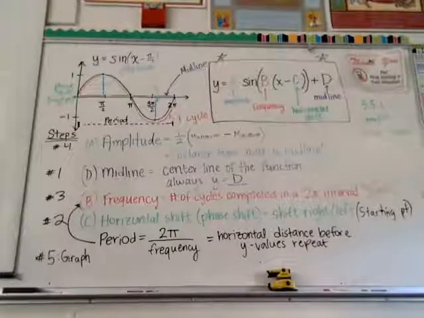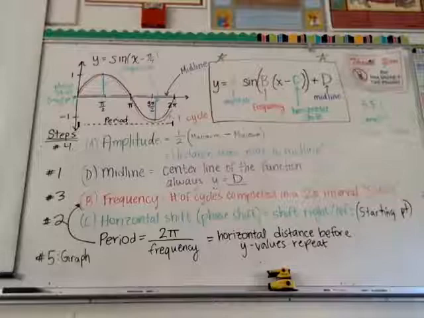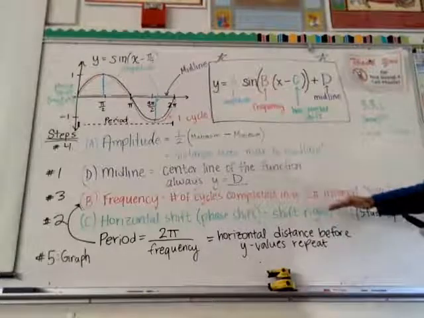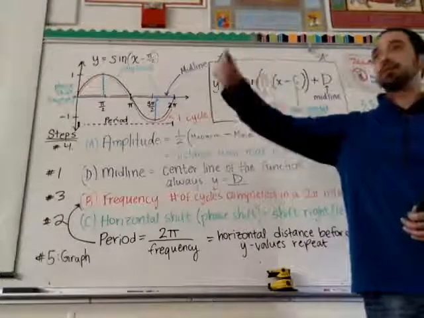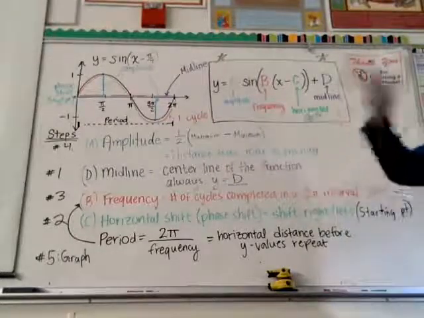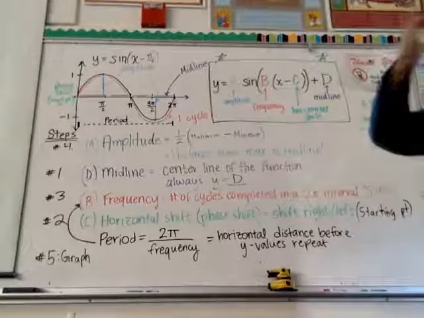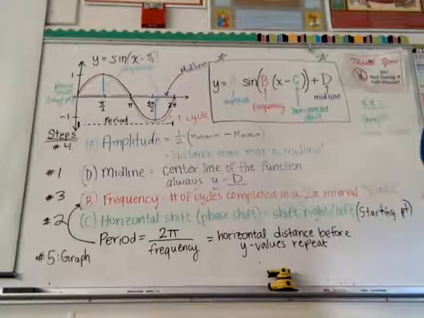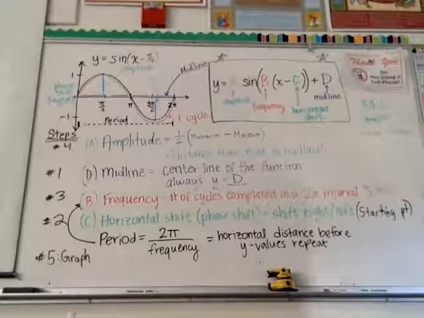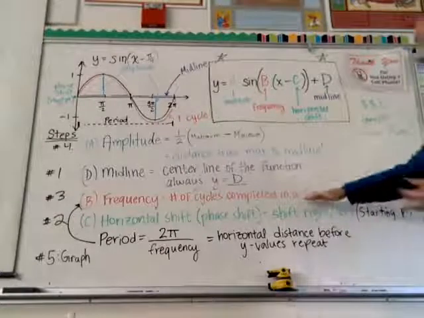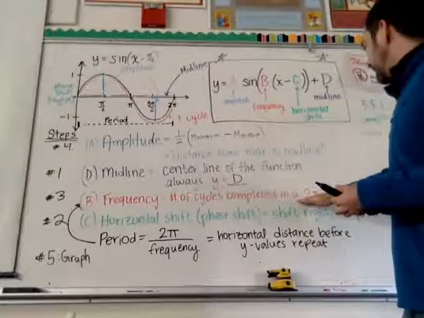Okay, let's take a deep breath and leave the puns behind. Let's go back to frequency. Frequency is just telling you how many cycles we get within 2 pi. So again, it could be between 0 and 2 pi. It could be between pi over 2 and 5 pi over 2. It can be any of those. Regardless, this is just looking at how many cycles there are in an interval of 2 pi.